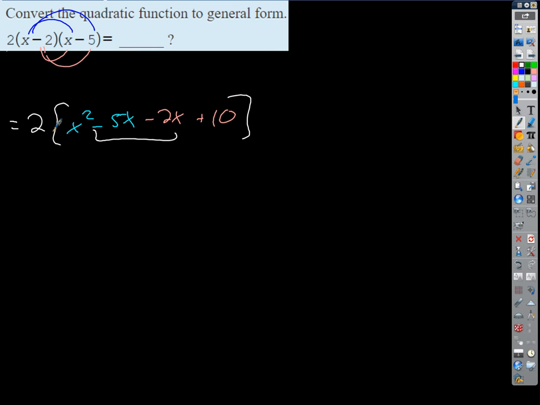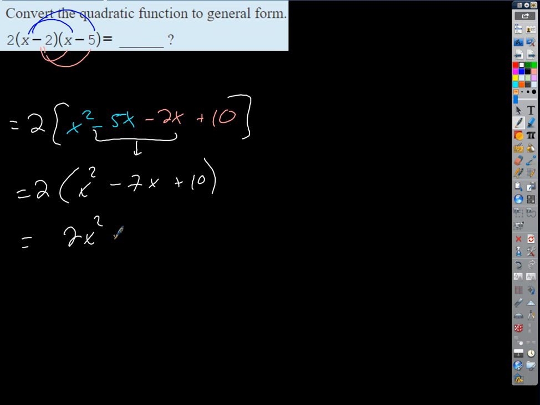Whenever I have a real big expression, I always put it in brackets. But it doesn't matter. It could be parentheses. So we end up then with 2 times x squared minus 7x, if I combine those like terms, plus 10. And now I just have to distribute that 2, right? If I distribute the 2 all the way through, what am I going to get?